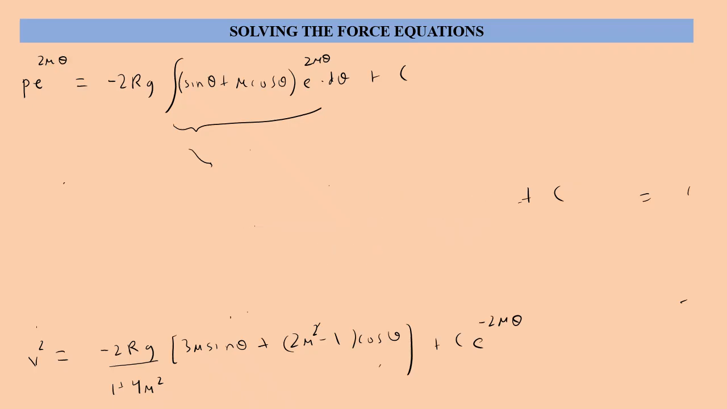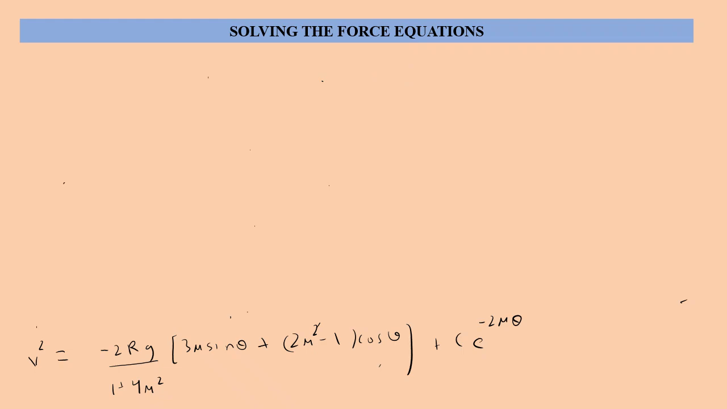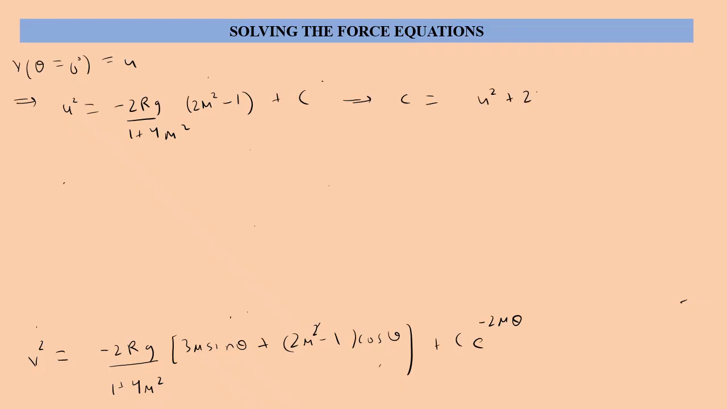Now this constant can be obtained by the initial condition, which is that when the motion began and zero angle was covered, the velocity was given as u. So the initial condition we have is v at theta equal to 0 degree is u. So let's use it. We get u square is minus 2 rg over 1 plus 4 mu square times 2 mu square minus 1 plus c. Therefore, c can be written as u square plus 2 rg upon 1 plus 4 mu square times 2 mu square minus 1.